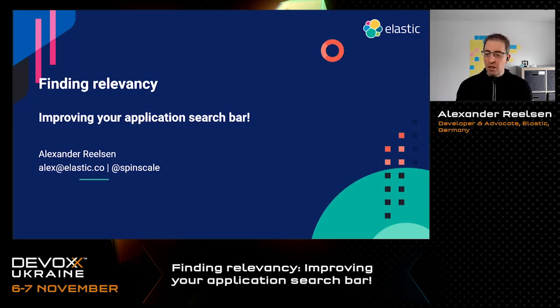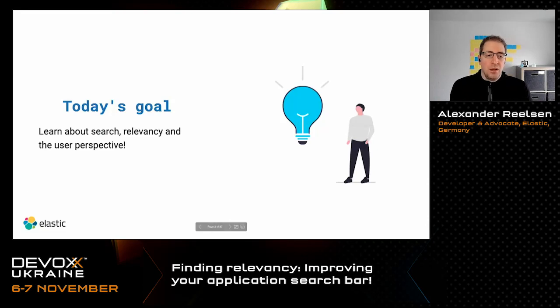I also brought a demo application. It's on GitHub, and I will share it after the talk. You can check things out yourself, understand how queries work and how you can influence search. The main thing I want to talk about is relevancy, which means how we can write queries that return content that is as relevant as possible for the user searching the search engine. That's our goal today. I want to talk about search, about relevancy, and of course about the user perspective, because this is crucial to have a good search up and running.